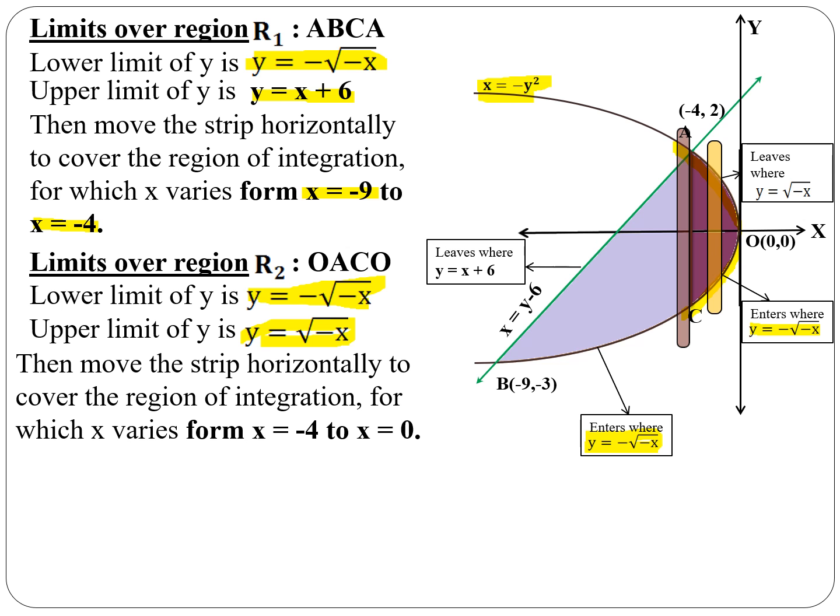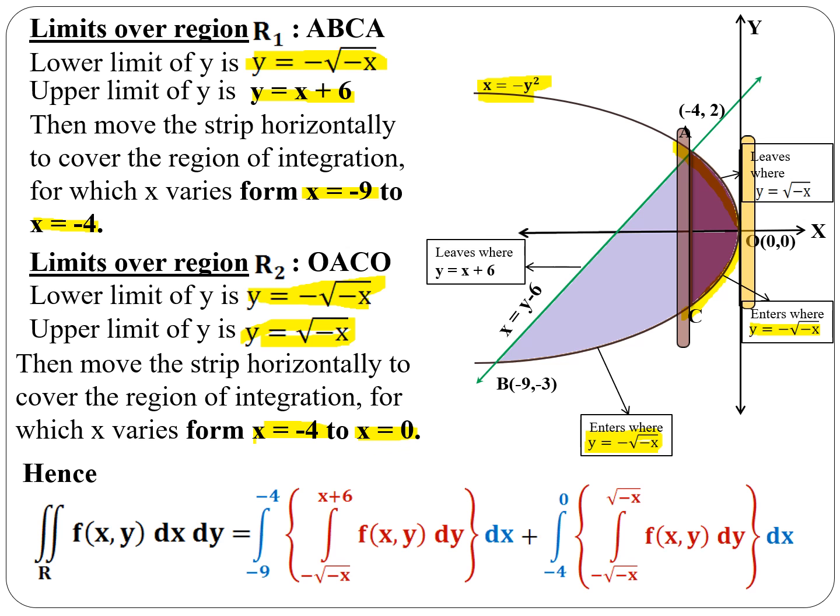If we move this strip in the OACO region, it will start from AC and go up to point O. For AC, the x value is minus 4, and at point O, the x value is 0. So the lower limit of x is minus 4 and the upper limit of x is 0. Okay, so now our integral will be like this. The total integral is divided into two integrals, the sum of two integrals. The first integral is over the region R1, and the second integral is over the region R2.